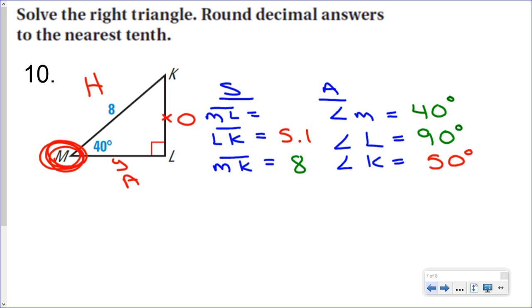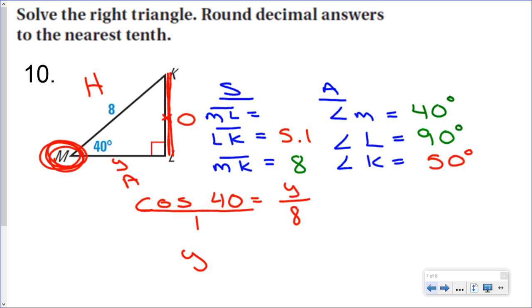So we have adjacent and hypotenuse are the ones we want to go with. We really don't want to use this one right here because it was a rounded number. 5.1 was rounded. So let's go with the adjacent and hypotenuse. That's the cosine function. Cosine of 40 degrees equals the adjacent over the hypotenuse. Using proportions, cross them up. 8 times the cosine of 40. And 6.1.